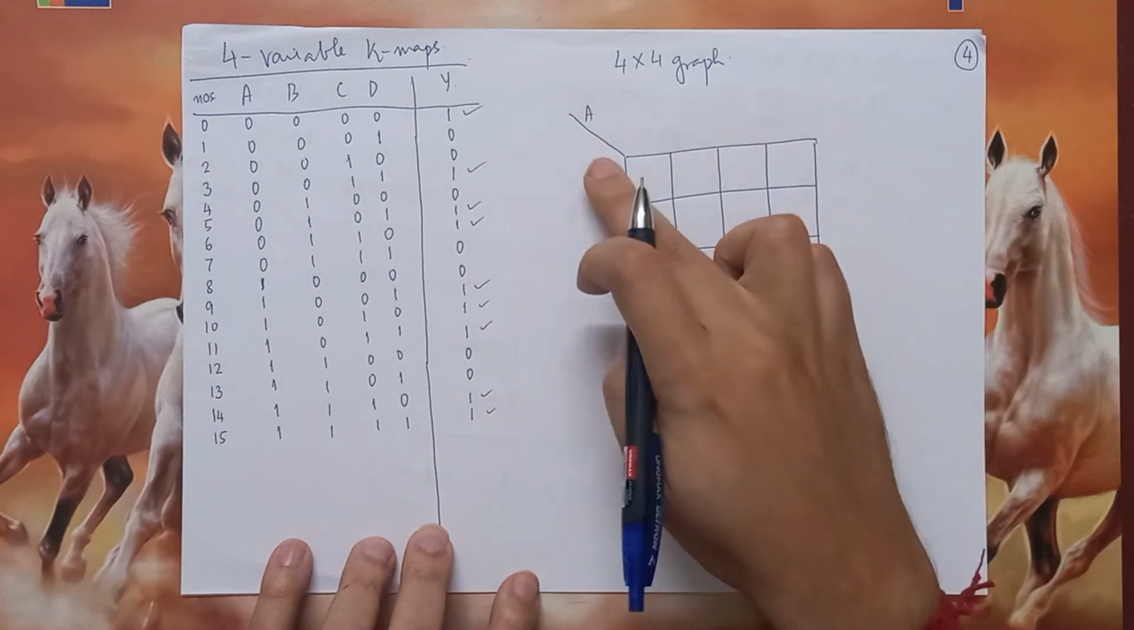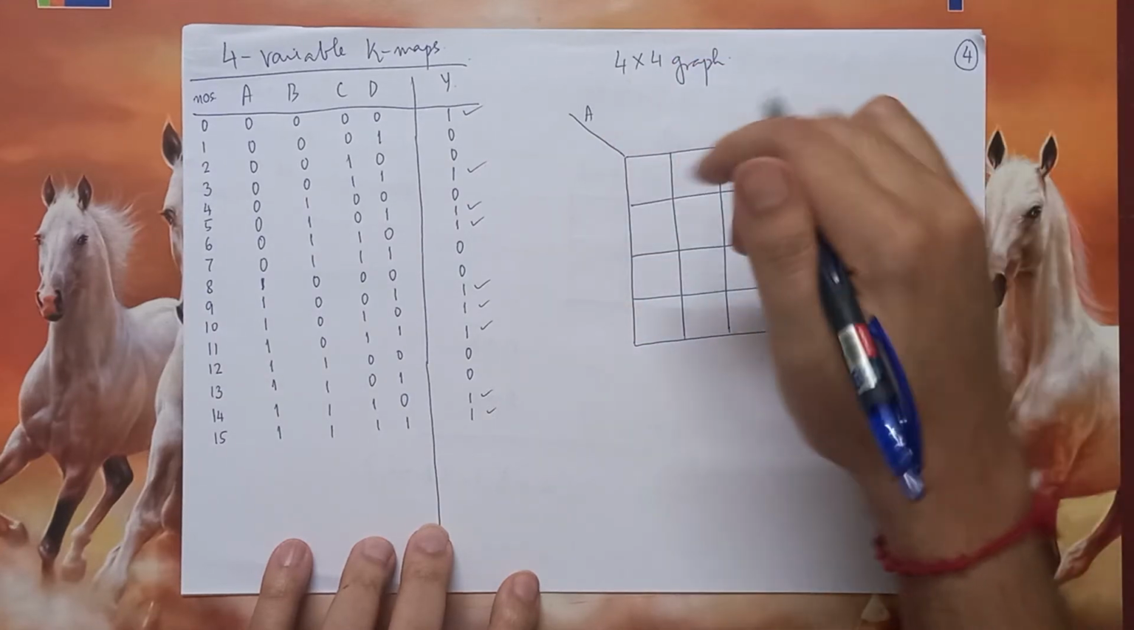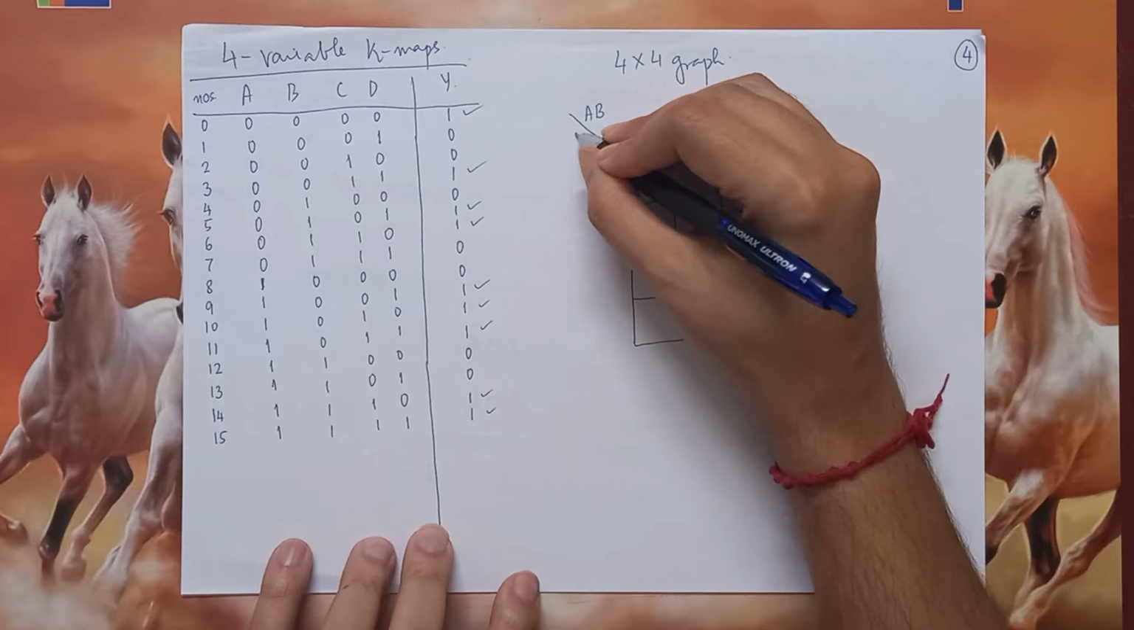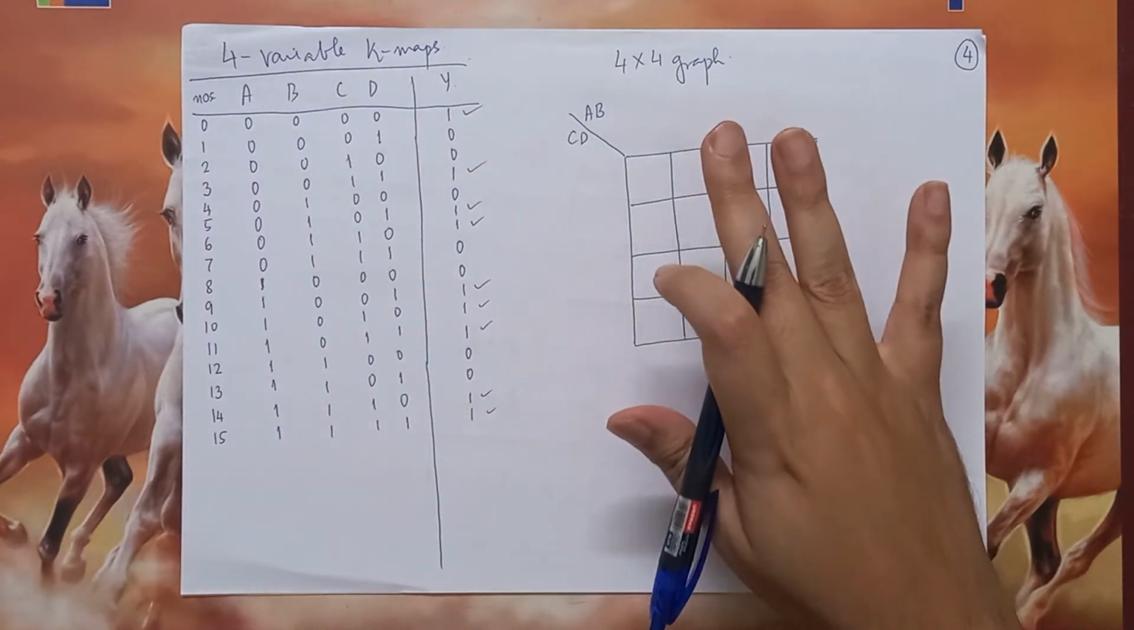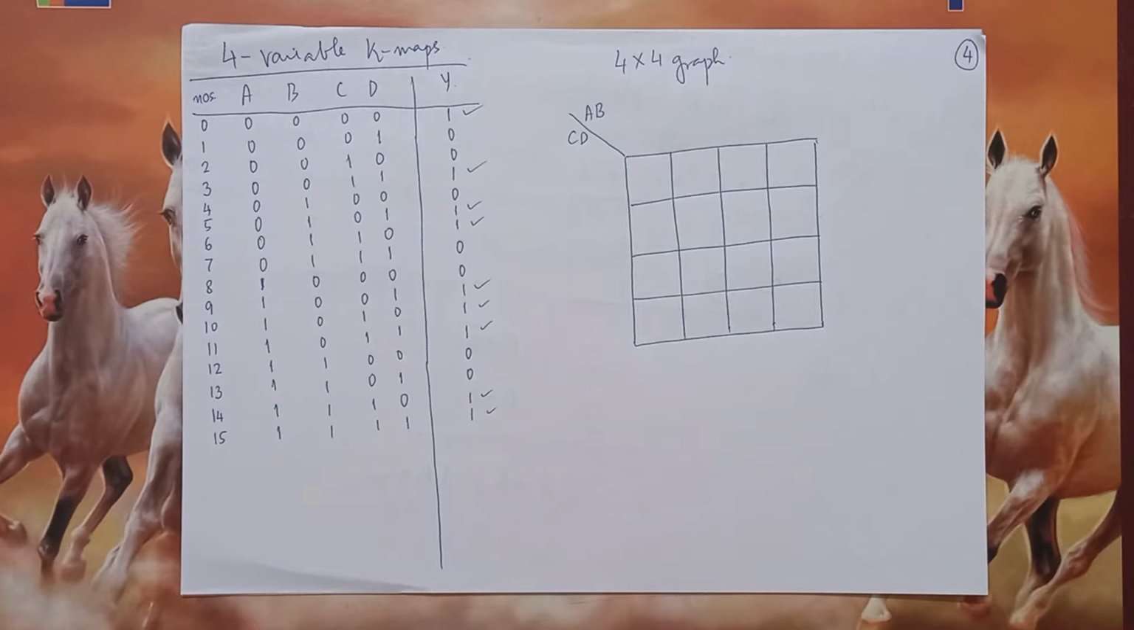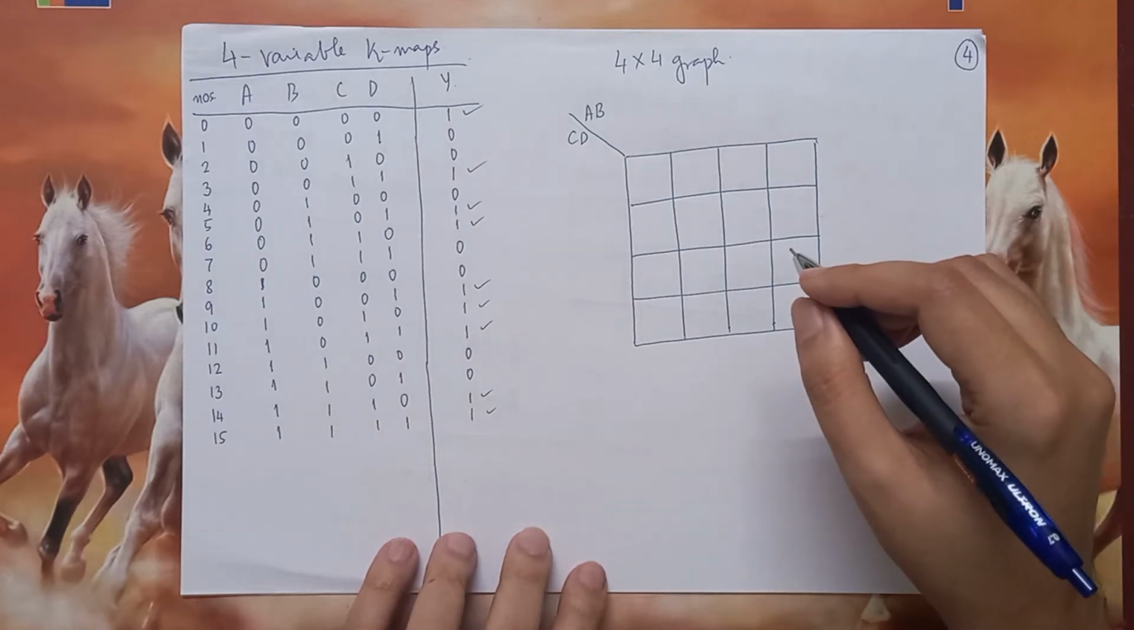so now we have two axes. So each axis will be for two variables. So let's say A, B, C and D. Now, once again, we need to approach this K-map very carefully. Now, the reason is primarily to ensure that the gray code is satisfied.